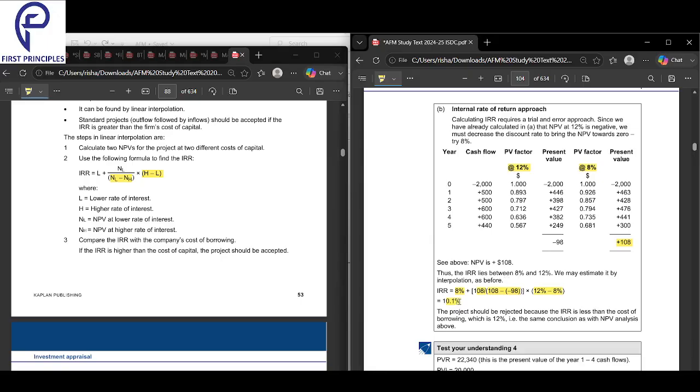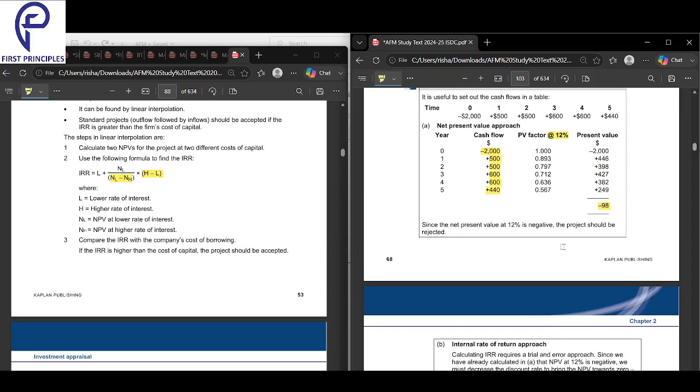If your IRR is greater than the cost of capital, only then do the project. But in this case, you see the cost of borrowing is 12% and your IRR is only 10.1%. So as per IRR, you should reject the project. First you just calculated the NPV, as they have directly given the cash flows, at the rate that is given.